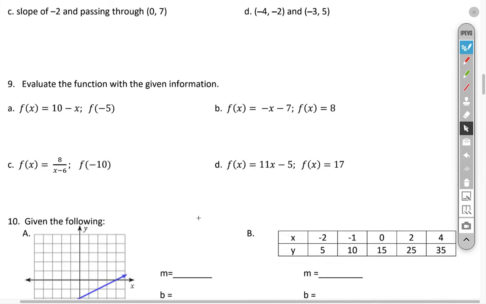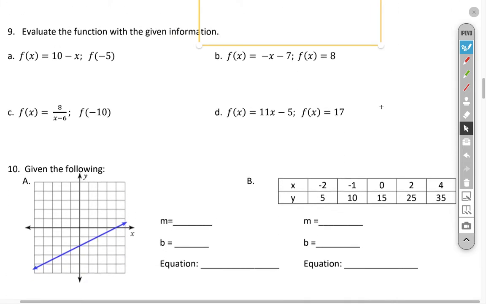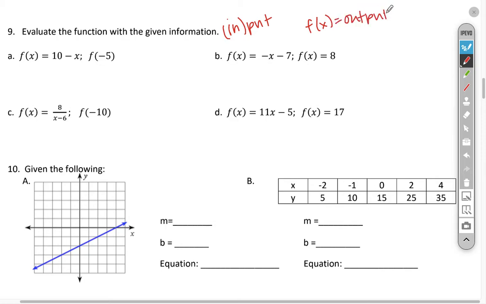All right, number 9 says to evaluate the function with the given information. So all this is inputs versus outputs. Remember, if it's inside of the parentheses, it's an input, and if it's outside of the parentheses, it's an output. Right? So we were given the way to read these. This is the function that we're working with, and this is the given information.